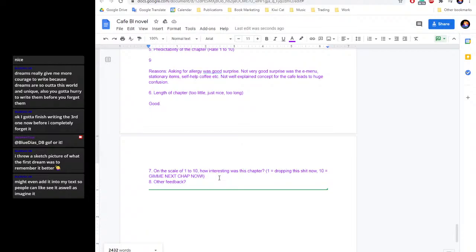Okay, how interesting was this chapter? Okay, so from 10, 1 is dropping the book, and 10 is give me the next chapter. Okay, I'll be very, very honest. I'm very close to 1. After reading 2 chapters, I'm very close to 1. Okay, at chapter 1, I was not so bad. I was like, okay, maybe I'll give this a chance, like 4. It wasn't even a pass. And now I'm a 2 at chapter 2. Okay, reason. I'll give the reason.